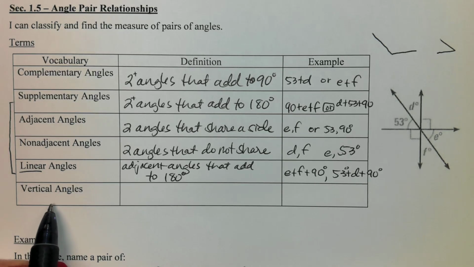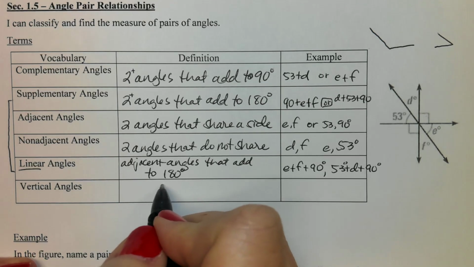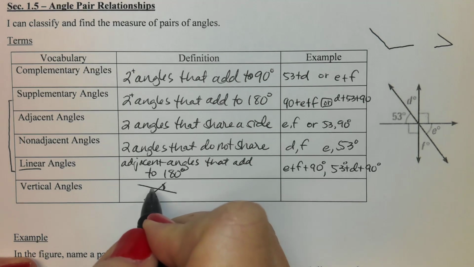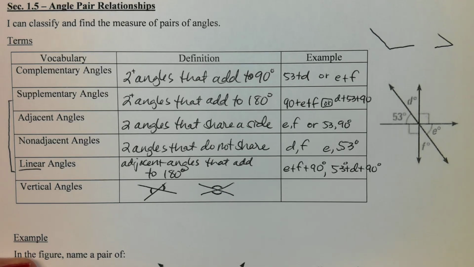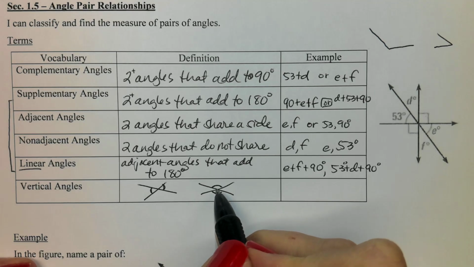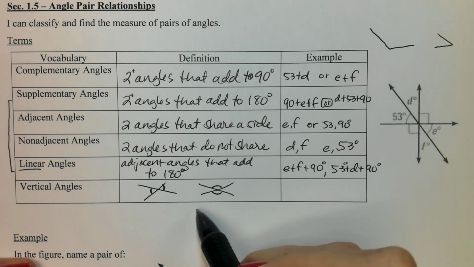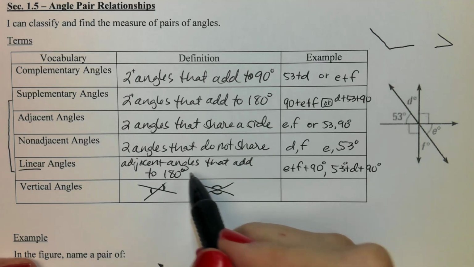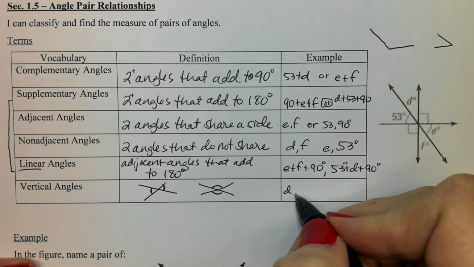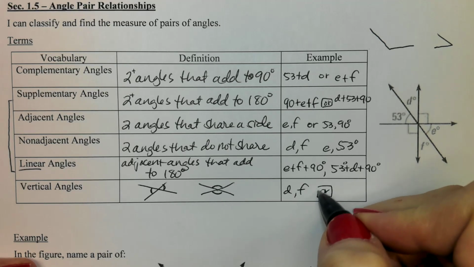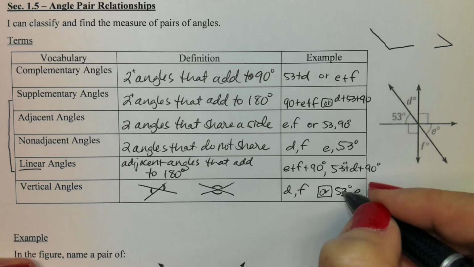Vertical angles, these are interesting. I don't really have a good word definition for you for vertical angles. I always just draw a picture. So if you have two lines that cross, vertical angles are like this. Or if you have two lines that cross, they're like this. Those are vertical angles. So all they do is share the vertex. They don't share anything else. So they're definitely non-adjacent, but I don't know in words how to define it. I just do it with pictures. So two vertical angles here would be like D and F, or 53 and E would be vertical. Those would be your examples.